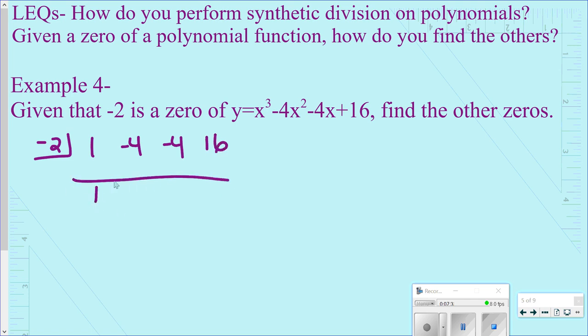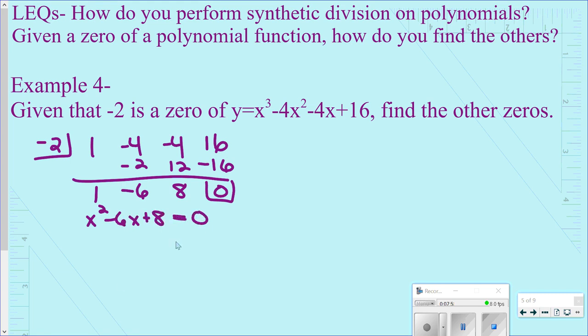1 comes down times negative 2, add negative 6, multiply 12, minus 4 is 8, 8 times negative 2 is negative 16, add gives us 0. So we confirmed that yes, negative 2 is a 0. And now we're supposed to find the others. It was cubic, 1 degree less, x squared minus 6x plus 8.